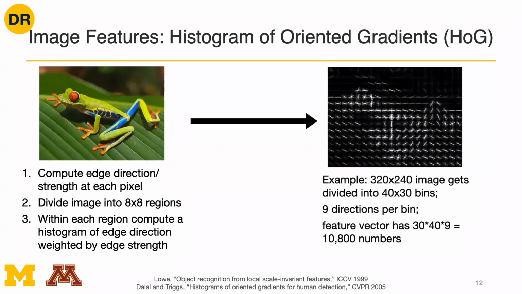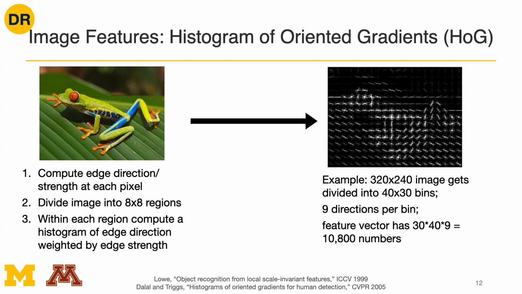So here you converted the input into 8x8 regions, and in each region you have 9 directions, and you're trying to see which direction has the most strength, which direction has more strength, and that is what the histogram of oriented gradients actually does.